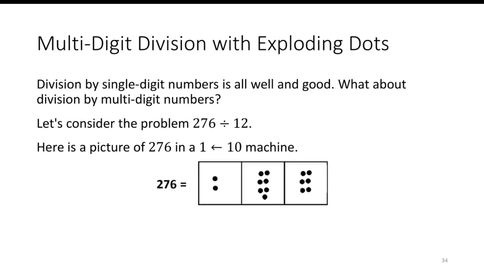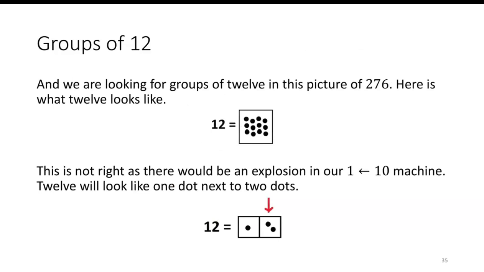I mean, we can do a bunch of unexplosions, but there's another way we can go about this. And that is, think about what 12 looks like. 12 would be 12 dots in a box. But in a 10-1 machine, we can do an explosion, and it becomes 1 dot in the next box over and 2 dots in the ones place. So we can think of 12 as 1 dot followed by 2 dots in the next box over.